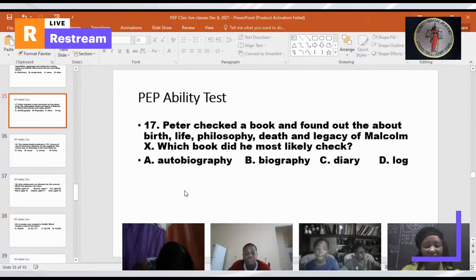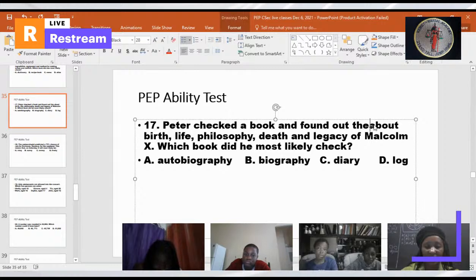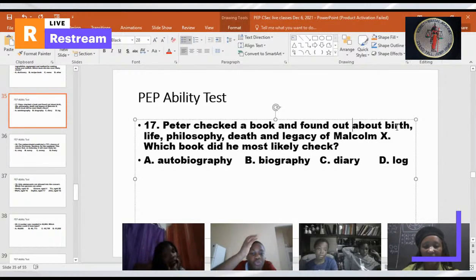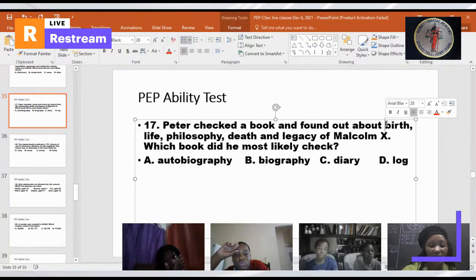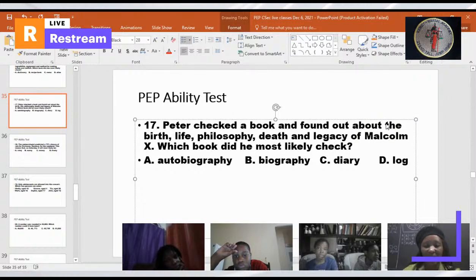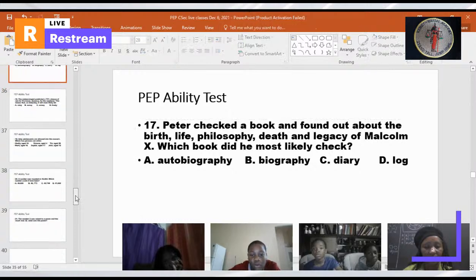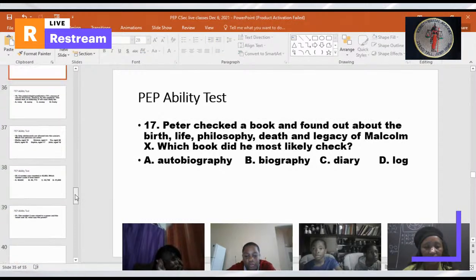Jer, number 17. Peter checked a book and found out about the life, philosophy, death, and legacy of Malcolm X. Which book did he most likely check? Was it A, autobiography, B, biography, C, diary, or D, a log? Miss, is it a biography?